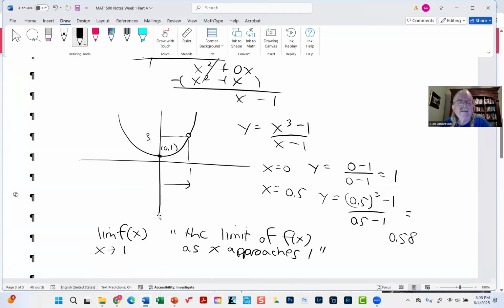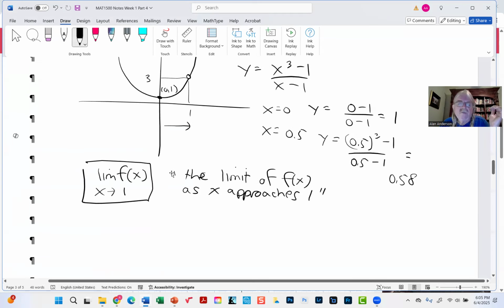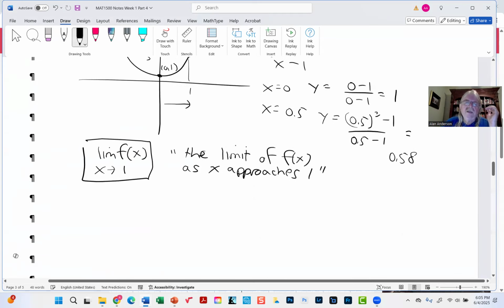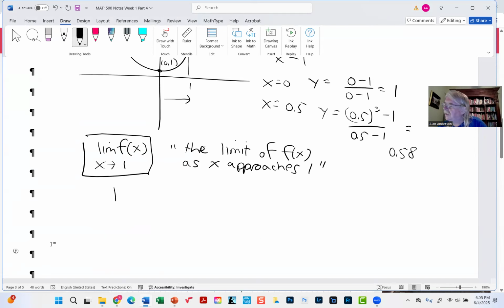So in English, we pronounce this as the limit of f of x as x approaches 1. That little arrow means x is getting closer and closer to 1. It could be coming from either side, by the way, with this notation. And this is equal to 3.